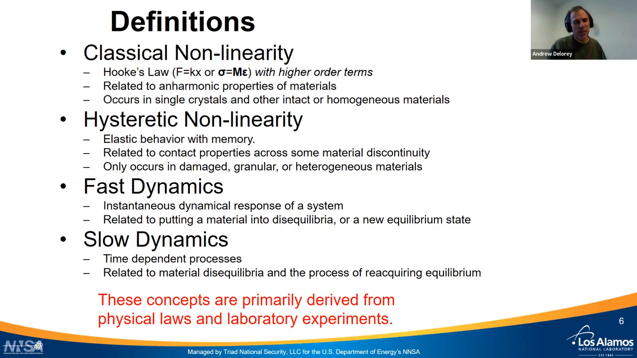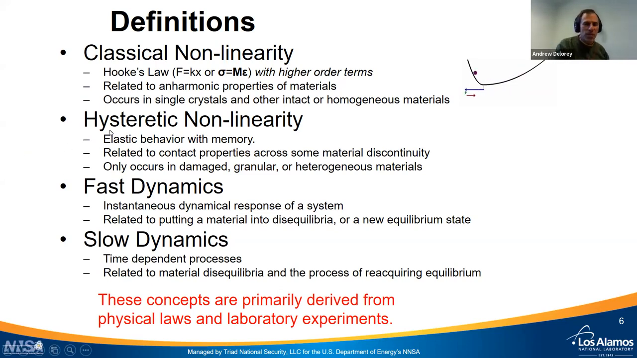So I'm just going to go through some definitions now, and these are different kinds of elasticity. Classical nonlinearity is essentially Hooke's law with some higher order terms. It's related to the anharmonic properties of materials, and it occurs in single crystals and other intact or homogeneous materials. This little graphic on the right-hand side gives a graphical depiction of what an anharmonic material would be, and that would be the kind of behavior we would see in more homogeneous kinds of materials.